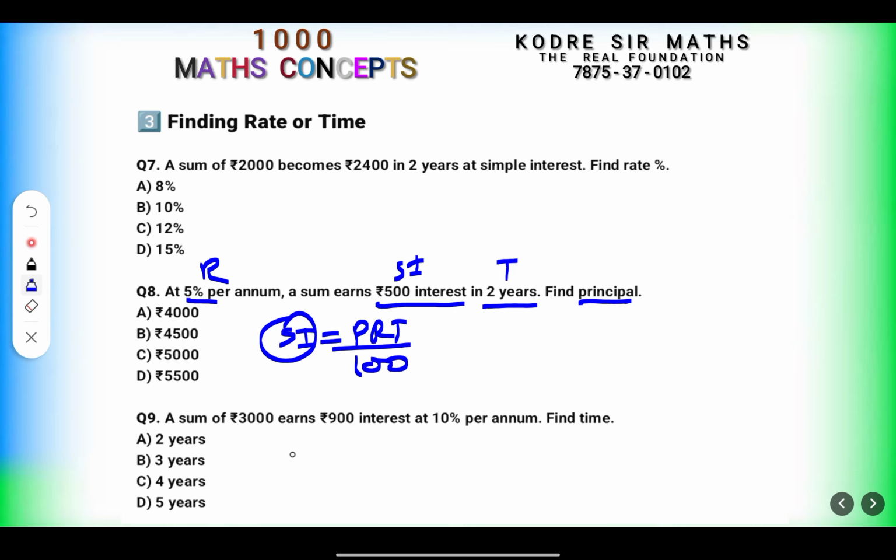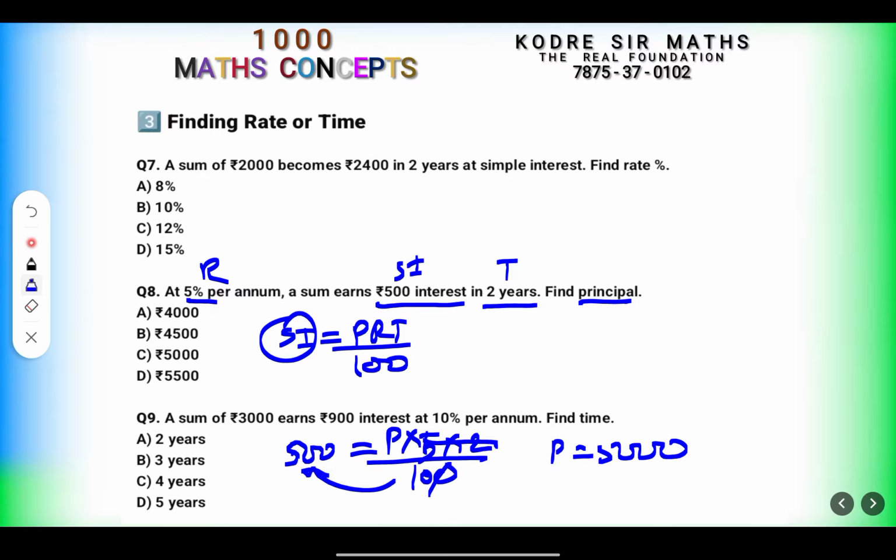Correct? Simple interest is given, 500. P is not given. R is 5%. T is 2 years, upon 100. Both become 10, 10 cancels, right? So principal will become 5,000 rupees. How? This 10 will be shifted to this side and multiplied. Okay. So this is how.